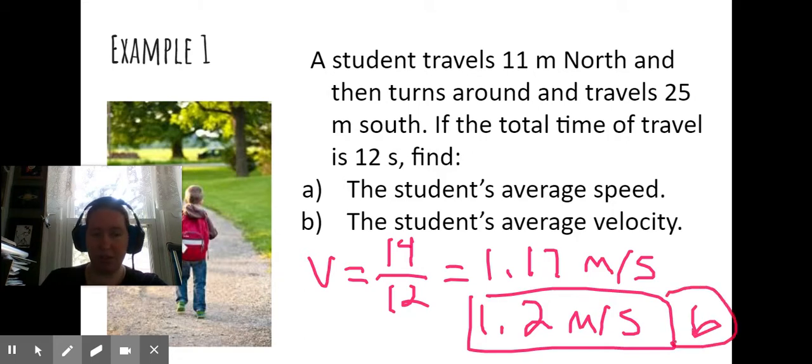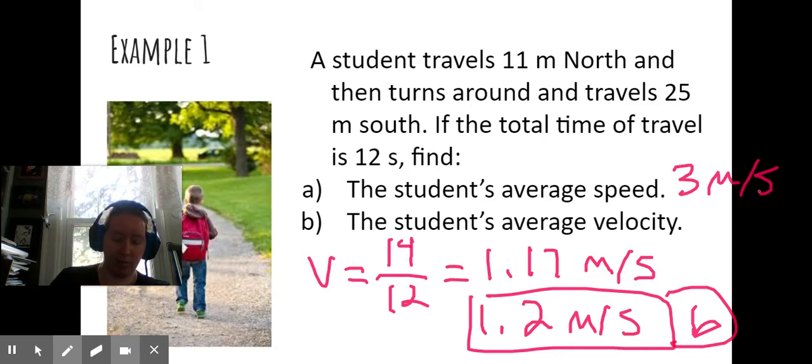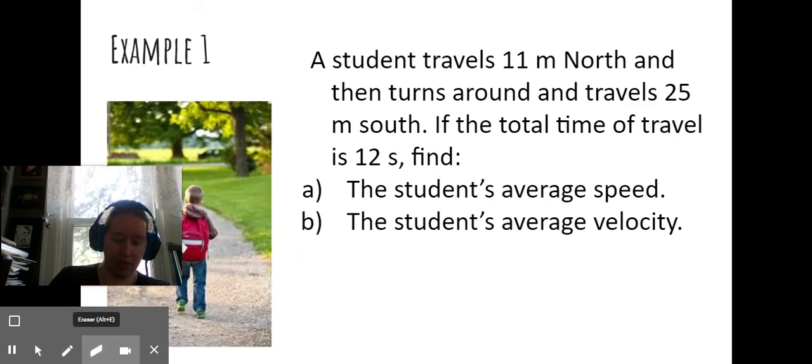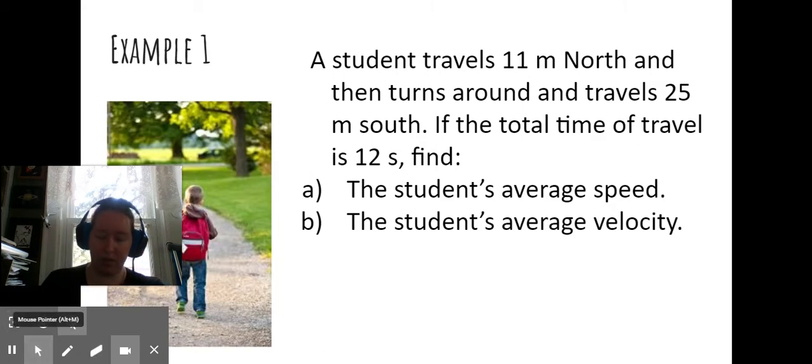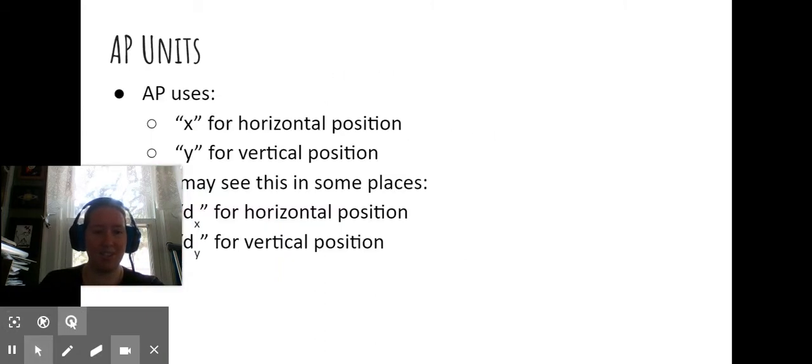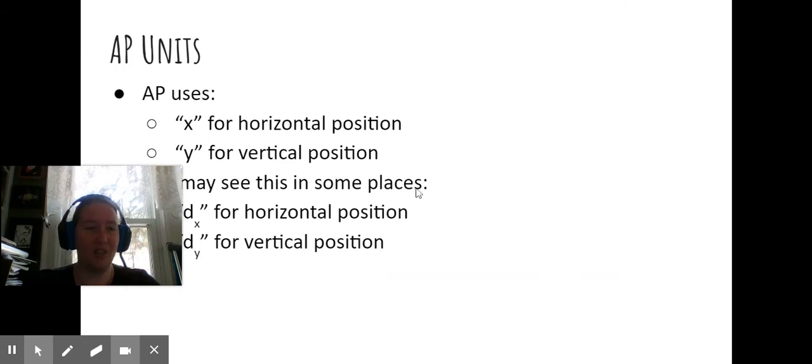And notice how these two numbers are very different. Remember, we found 3 meters per second for speed, but our velocity is 1.2 meters per second. So again, it's really important to consider displacement versus distance and to be careful which you use in a problem. So I'm going to go ahead and erase this, and we will move on to units and acceleration.